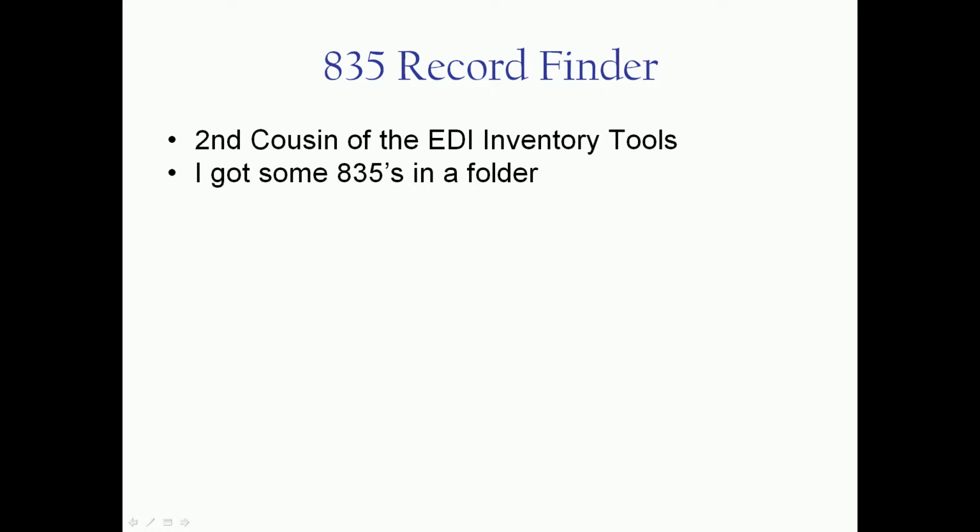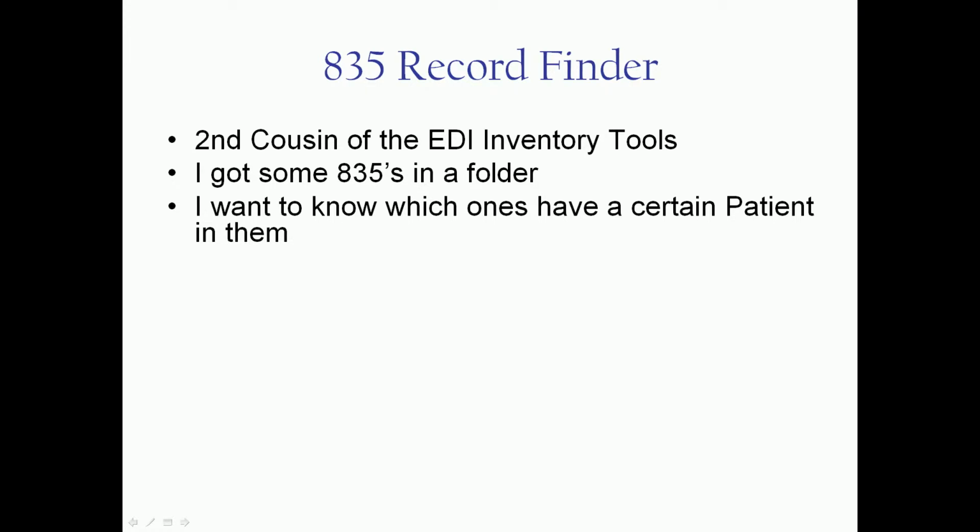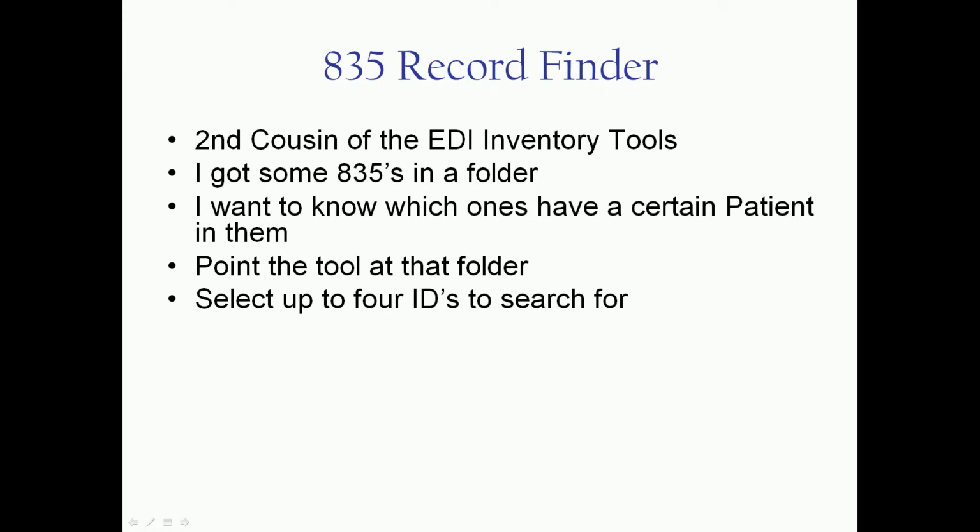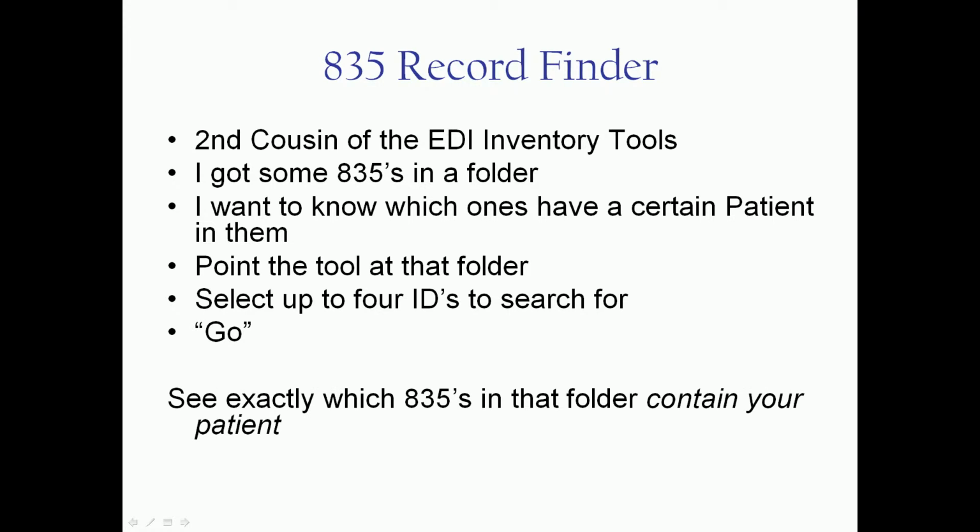The 835 record finder is very similar to the EDI inventory tools. If you've seen our other videos where we look at a folder full of files, the concept here is I've got some 835s in a folder and I need to find a certain patient. So tell me the list of all the 835 files that happen to contain this particular patient. You point the tool at that folder, you can look for 4 IDs at a time, hit the go button, and what you'll get back is a list of exactly which 835 files contain your patient.